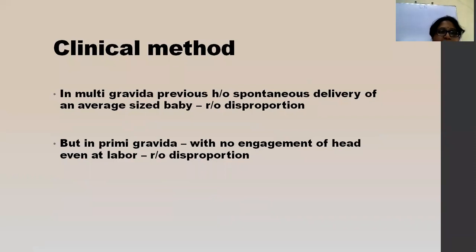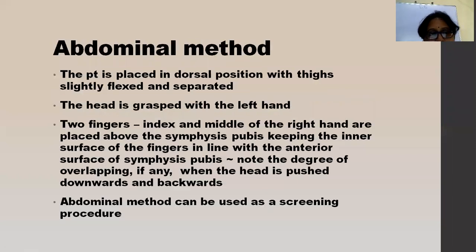So what is the clinical method? In the clinical method, in a multigravida, you have to inquire about the previous history of spontaneous vaginal delivery of an average-sized baby, which will rule out disproportion. But in the case of a primigravida with no engagement of the head, even at the onset of labor, you have to rule out disproportion in such cases.